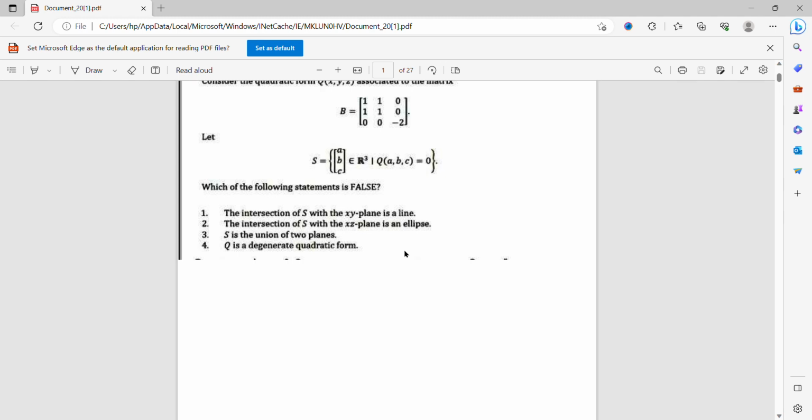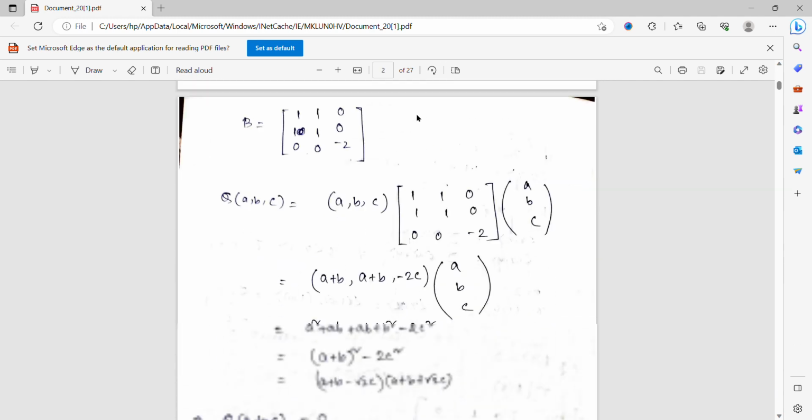And Q is a degenerate quadratic form. This is also true because the associated matrix B is a singular matrix. You can easily see that the first row and the second row are the same. That means it is a singular matrix. So Q is definitely a degenerate quadratic form. So it's a very simple problem, and option 2 is the only false statement here. So 2 is the correct answer. Okay, it's a very simple problem. So come to the next one.